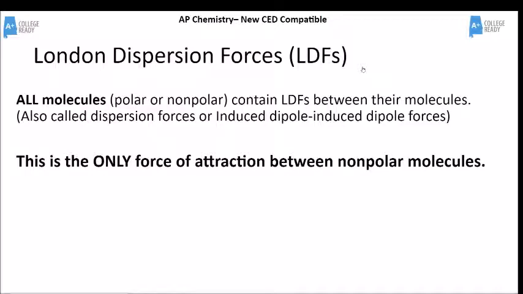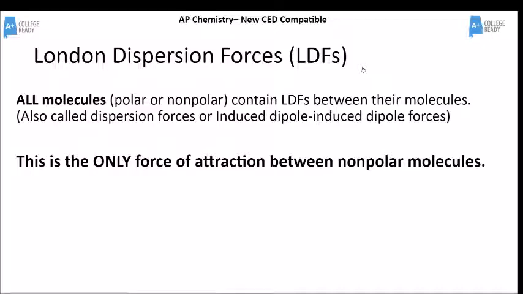All molecules that have electrons have LDFs, or London dispersion forces. Nonpolar things: we've done Lewis structures, and we've looked at them and decided whether the electrons were evenly distributed, or whether the electrons were more to one side of the molecule than the other. When they're evenly distributed, we call that a nonpolar molecule. The best examples of nonpolar molecules are the halogens, F2, Cl2, Br2, and I2, where one atom is not pulling on the electrons more than the other. They have the same electronegativity.